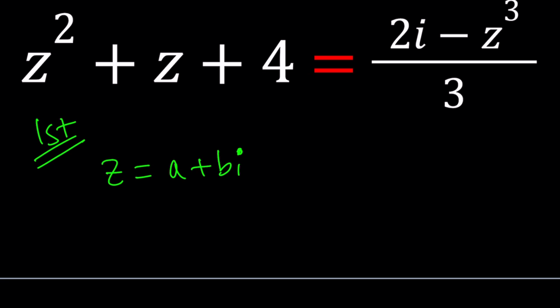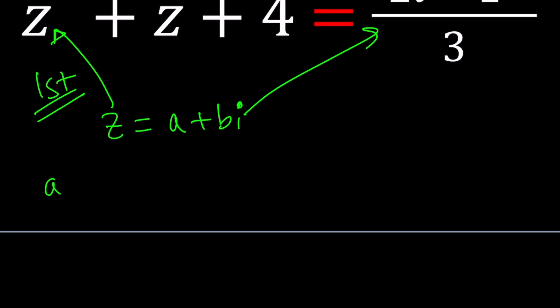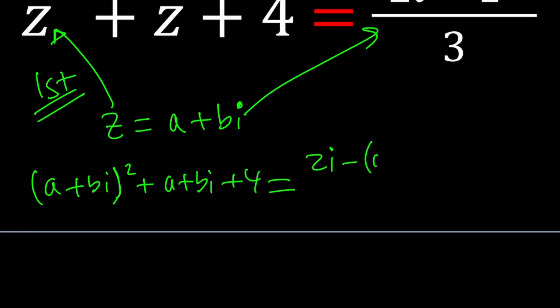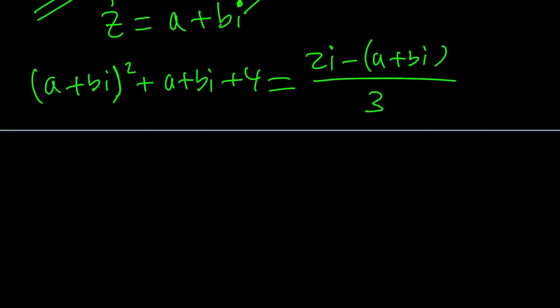Anyways, z equals A plus BI. Let's see what that's going to give us. Plug it in everywhere. But before that, should I cross multiply? Maybe not. Okay, let's not do it. Let's just plug it in directly. (A plus BI) squared plus (A plus BI) plus 4 is equal to 2i minus (A plus BI) cubed. I'm going to expand it next, and I'll probably cross multiply a little later.